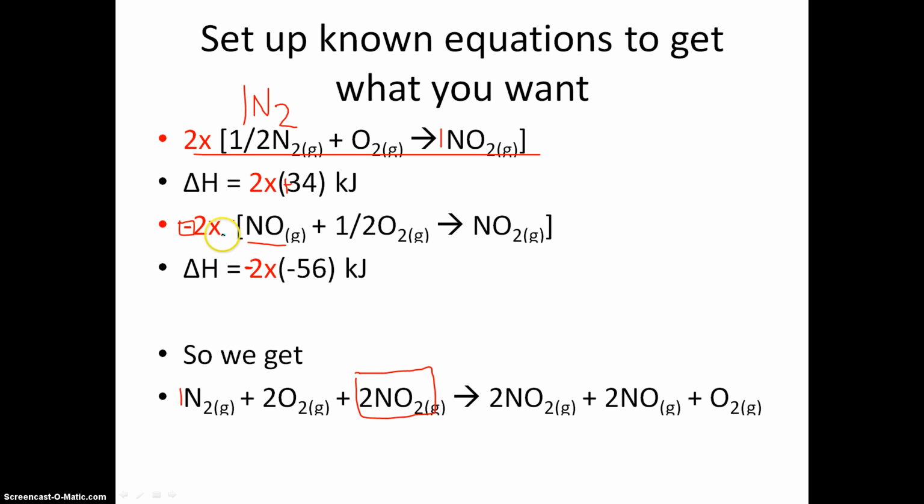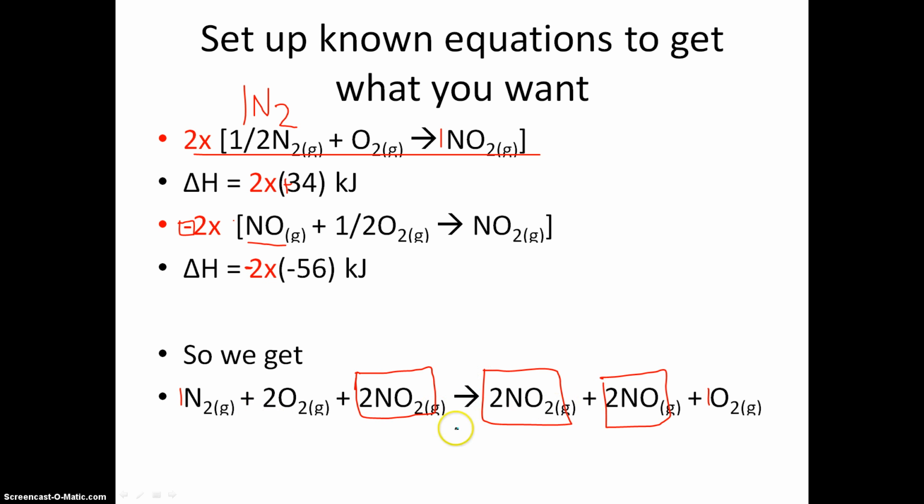Here we have negative 2 times NO. So here, there's our product. There we go. And because it is a negative, it reverses this, so it goes on the right side, just like we wanted. Negative 2 times half a mole of O2. So what the negative does, it puts it on the product side. And 2 times a half, you get 1 mole of O2. And then we have negative 2 times NO2. And this is the one that belongs here. This one is from the previous equation.